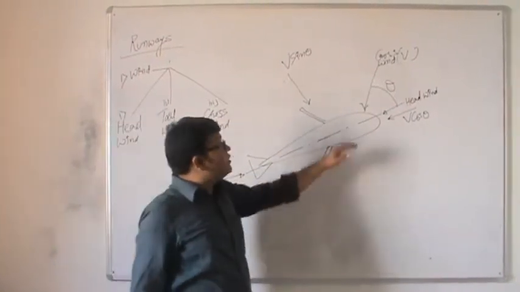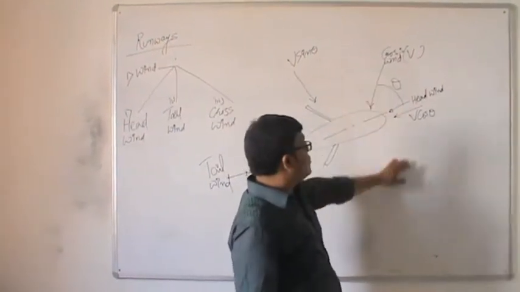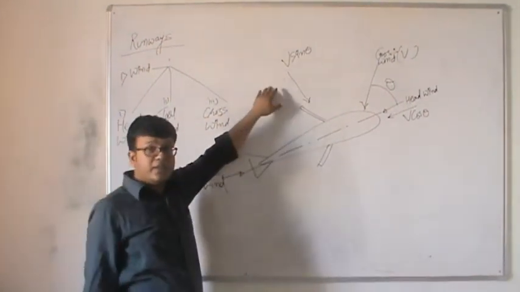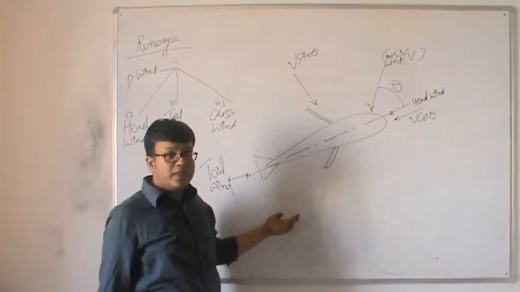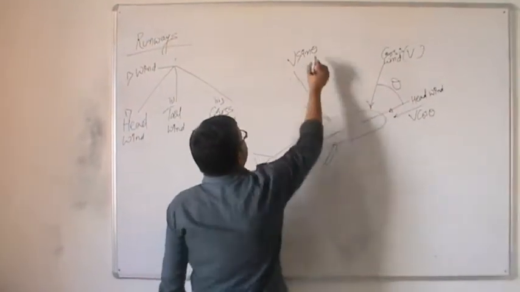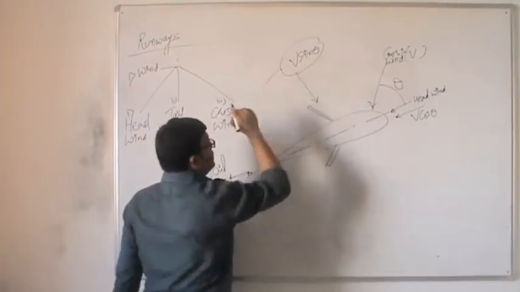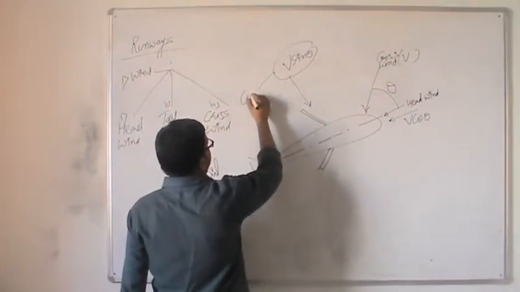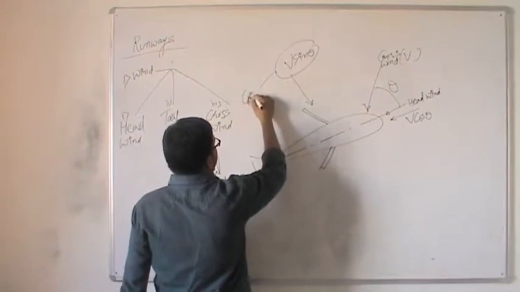So we have resolved the crosswind into two components. One is V cos theta, the other is V sin theta. V sin theta is the component acting normal to the center line of the runway. This V sin theta is generally known as the crosswind component. And V cos theta, we generally speak of as the headwind component.